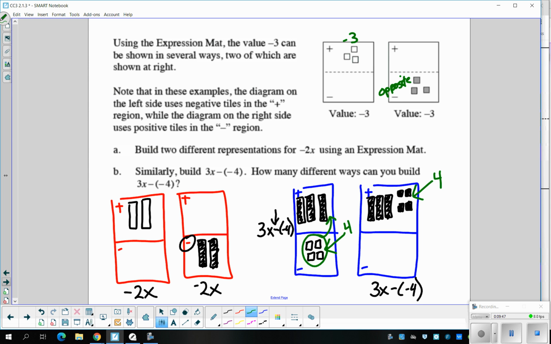So when I have the opposite of -4 as I do here, if I flip them up to the top region, that's going to be equal to this group of 4. So I could say that the opposite of -4 is equal to 4 positives. That is the same thing, just written a slightly different way.